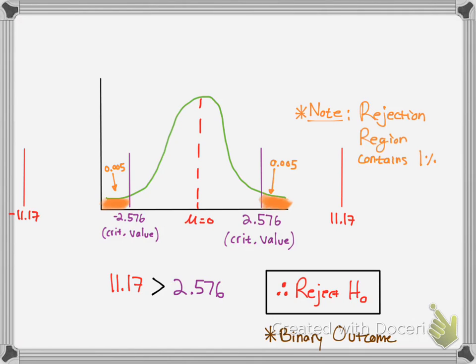And sometimes students get confused and think, oh, because I have 11.17, I can totally reject it, this is way off. No, that doesn't mean that. This is just a statistical, mathematical way of showing rejection or acceptance of the null hypothesis.